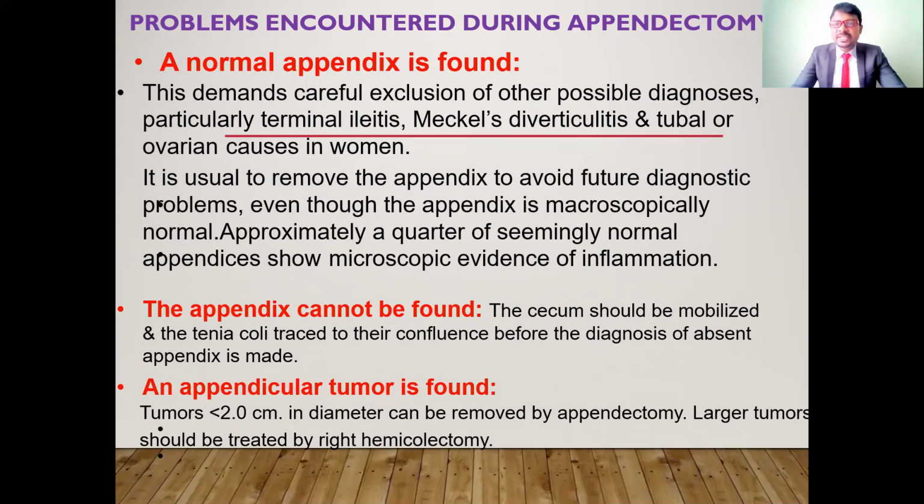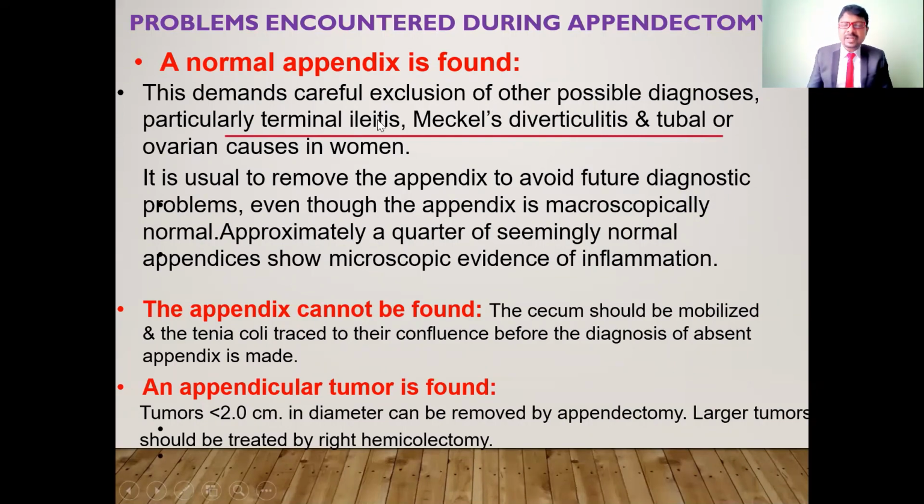And what complications may occur after surgical procedures, or maybe during the surgical procedures? Now, the problems encountered during appendicectomy. During appendicectomy, some problems can arise. One is that a normal appendix may be found. Sometimes even after investigation procedures, you may find a normal appendix.